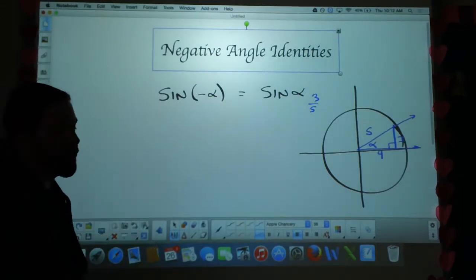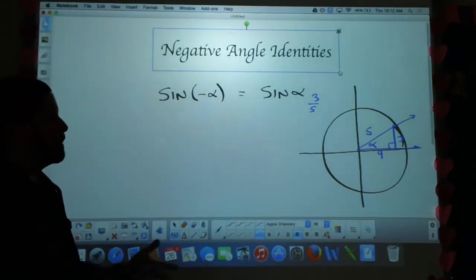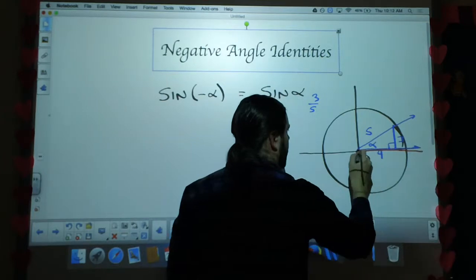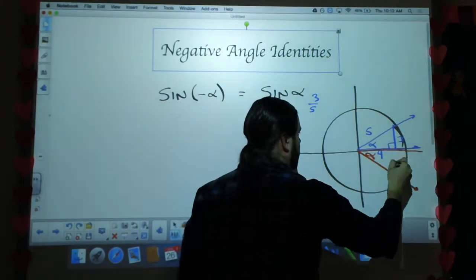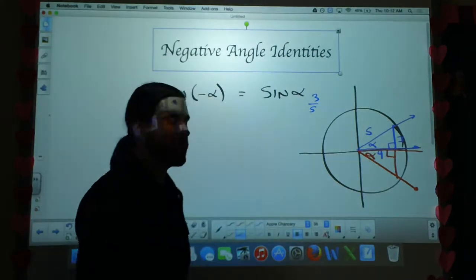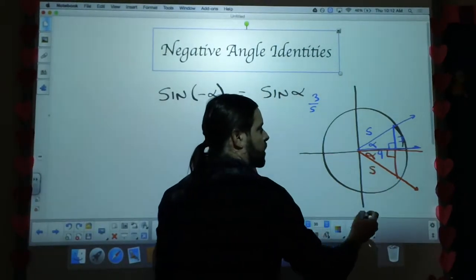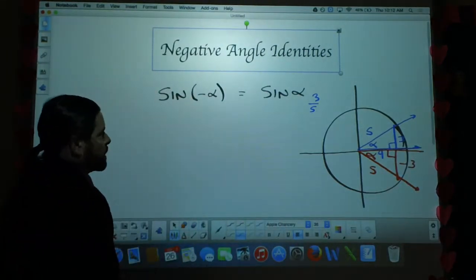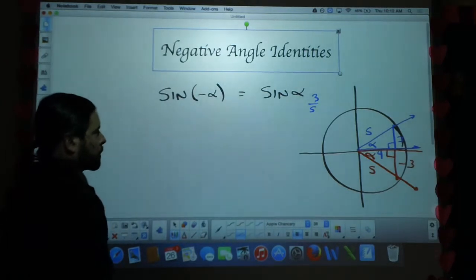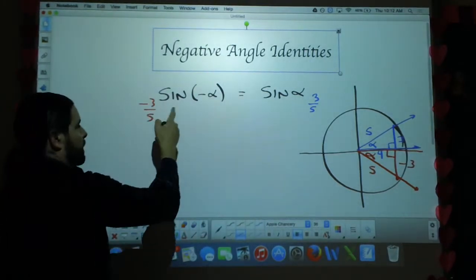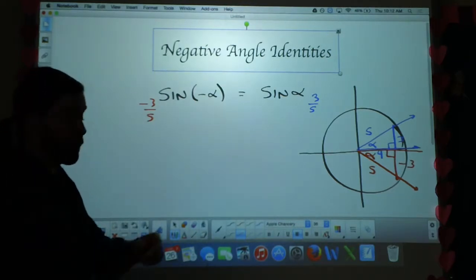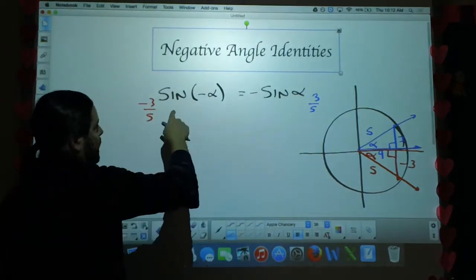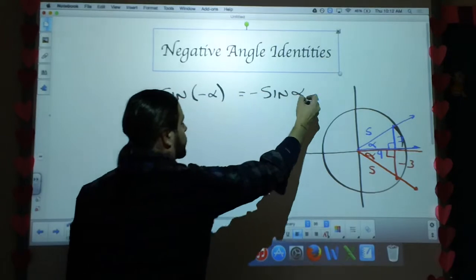But the sine of a negative angle, you got to think of what a negative angle means. It means to rotate in the other direction. So if I take the same angle, but I rotate it down here, well, what happens? 4 stays 4 and 5 stays 5. But this is now a negative y value. This is now a negative 3. And so since sine is y over r, this is negative 3 over 5. These are not equal. But they would be equal if that was negative. And so, the negative angle identity is that the sine of a negative angle equals negative sine of that angle.